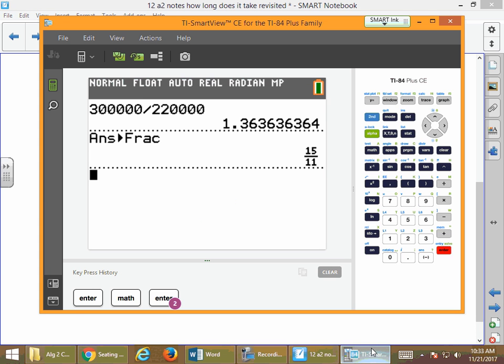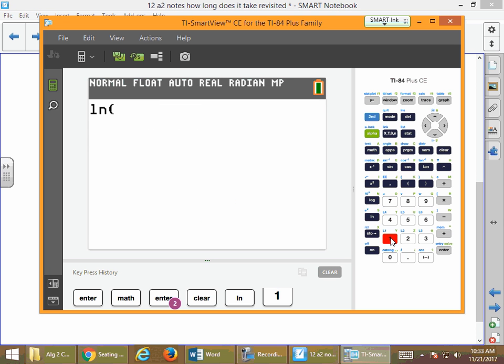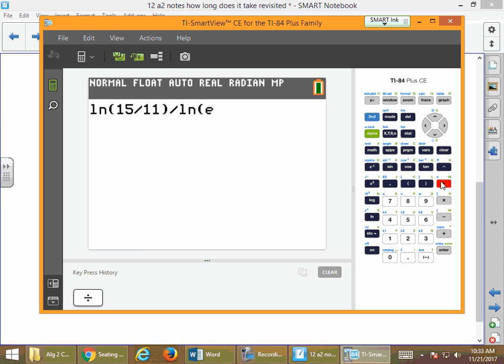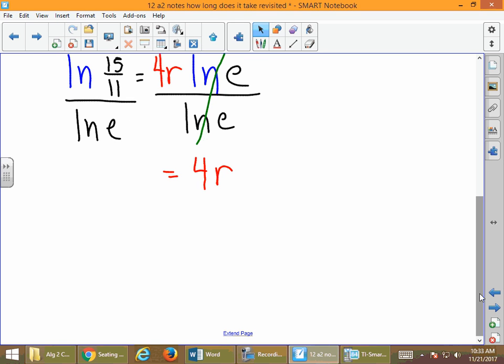To type it in: natural log of 15 divided by 11. We don't have to have a fraction button to type it in. Close the parentheses. Divided by the natural log of e, second division. Inspires, remember, put your exponent of 1. Then we get this big long decimal here, which I'm going to write down, 0.310. Keep that number in your calculator. 0.310. And now we can finish, because it's 4 times r.